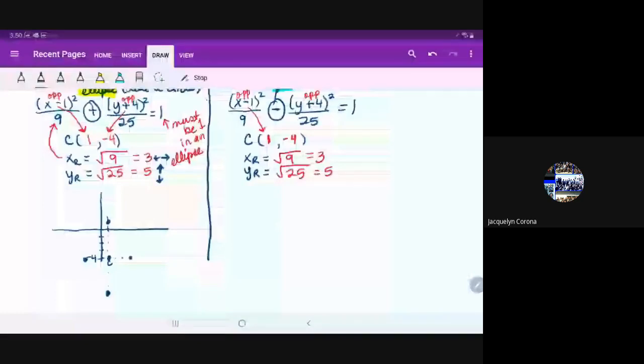And then you do the same thing for hyperbolas. So exactly what we did there is going to be the same, and then I'll show you where they're different. So 1, -4. You go to the right 3. Oops, I put that in the wrong spot. I'm just trying to erase the dot because the dot wasn't supposed to be on the axis. Okay, so it was 1, -4. That's right. And then I went to the right 3, to the left 3, up 5, and down 5.